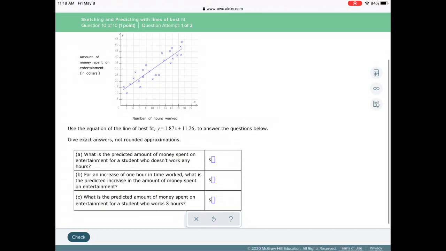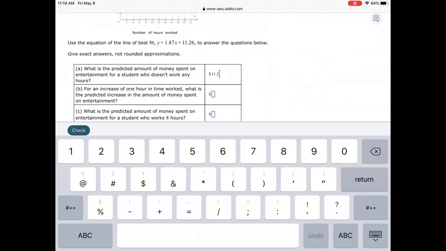All right, so really the focus here is all about this equation, y equals 1.87x plus 11.26. All right, 1.87 is the slope, that's the rate of change, 11.26, the beginning amount. So I'm not even going to pull up the marker here, I'm just going to talk about what is the predicted amount of money spent on entertainment for a student who doesn't do any work. So the 1.87x kind of disappears because we're putting 0 in there. So that's 11.26. The next one, for an increase in 1 hour of time worked, what is the predicted increase of money spent on entertainment? That's our rate of change.